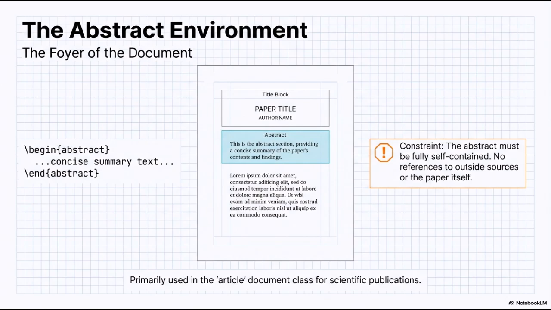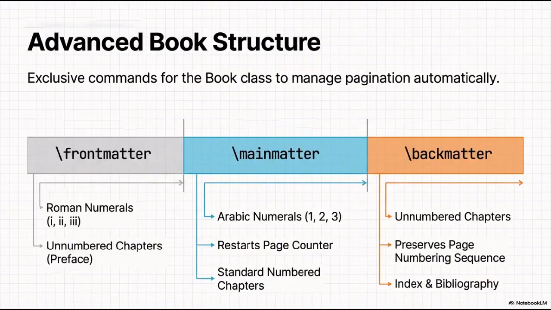You just wrap your summary text inside the abstract environment. That's it. Now check this out. If you're writing something long, like a book, this is a total game changer. LaTeX gives you these three amazing commands.